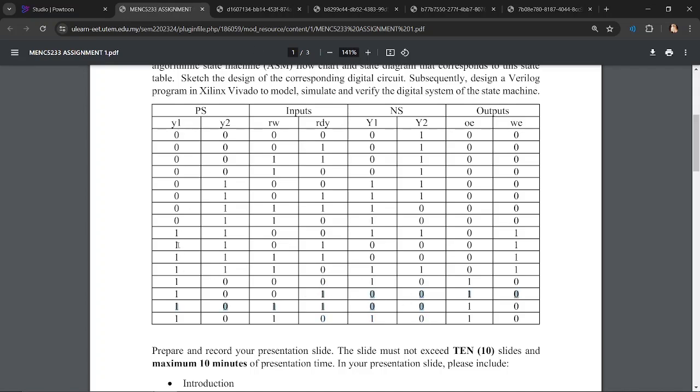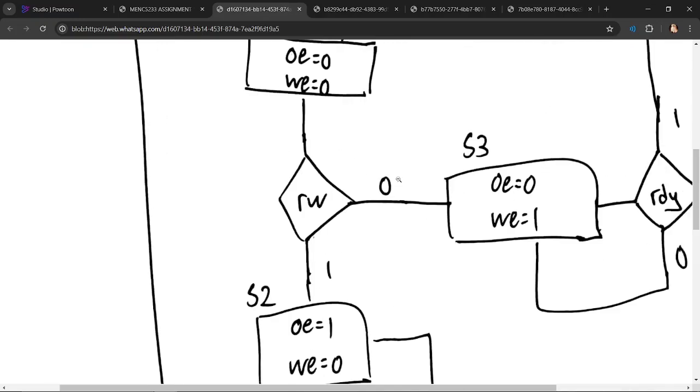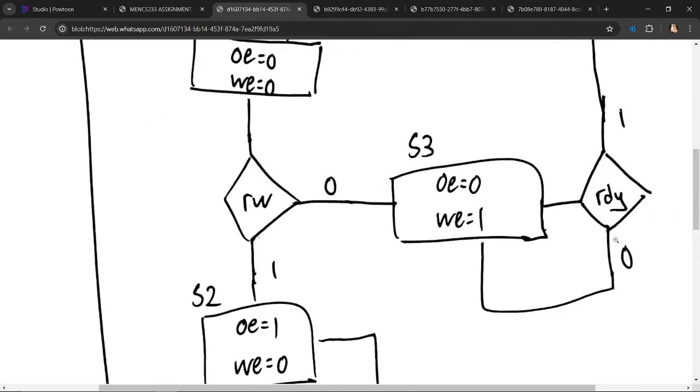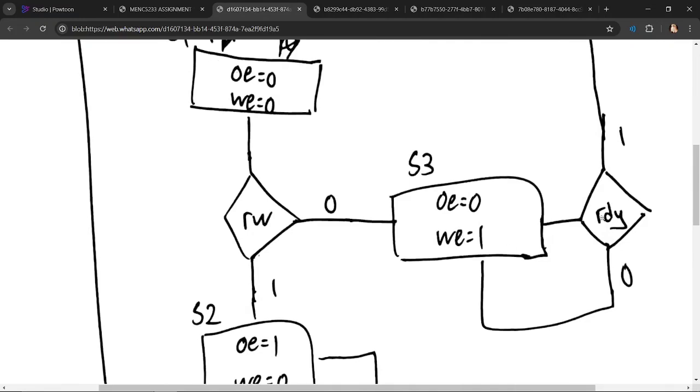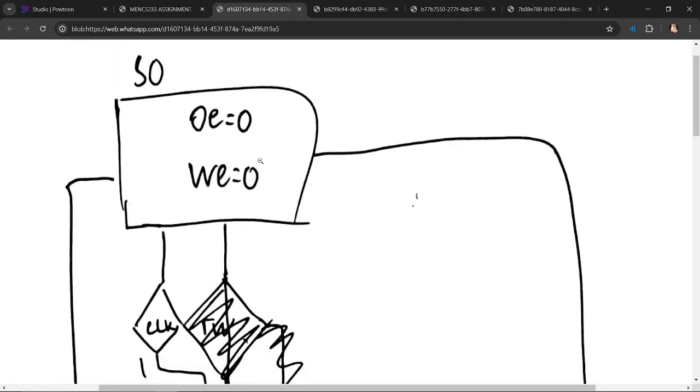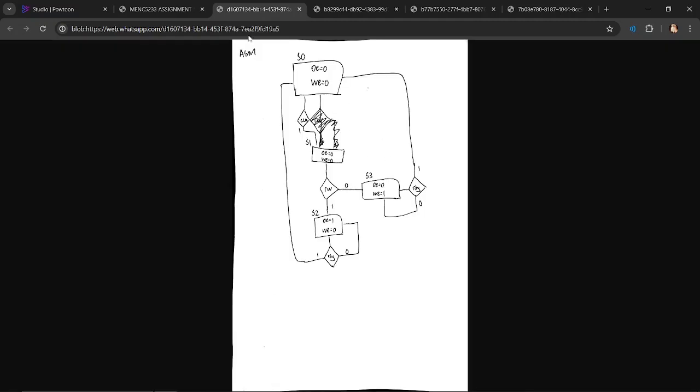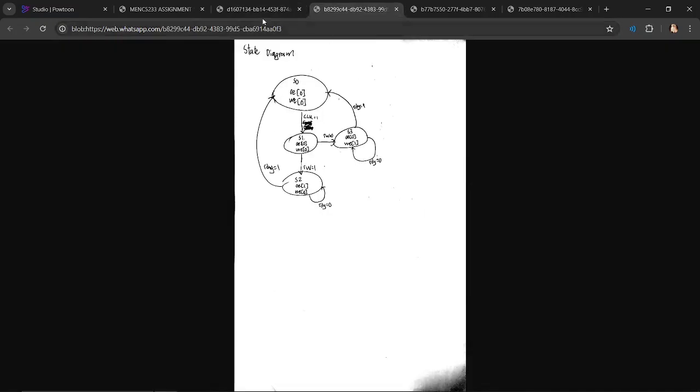Then the last one is also similar. S3 is 1,1. It also looks at RDY. If RDY is 0, it will stay at itself, and if RDY is 1, it will go to S0. It doesn't matter what RW is. It only has to look at RDY. So it's the same. S3, RDY 0, go back to S3. RDY equals 1, it will go back to S0. So this is my ASM, and this is the state diagram. It's the same thing.